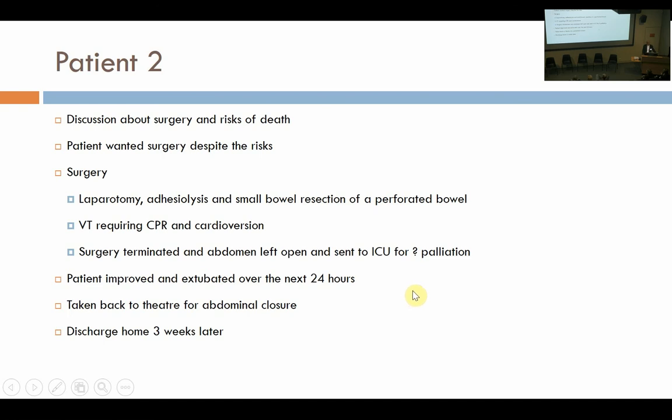But she woke up, and she said, I want to go back and have my abdomen closed. So we went back, and this is the part that I was involved with. I was not involved in the first part of this discussion. So she went back, had the abdomen closed, and she went home.